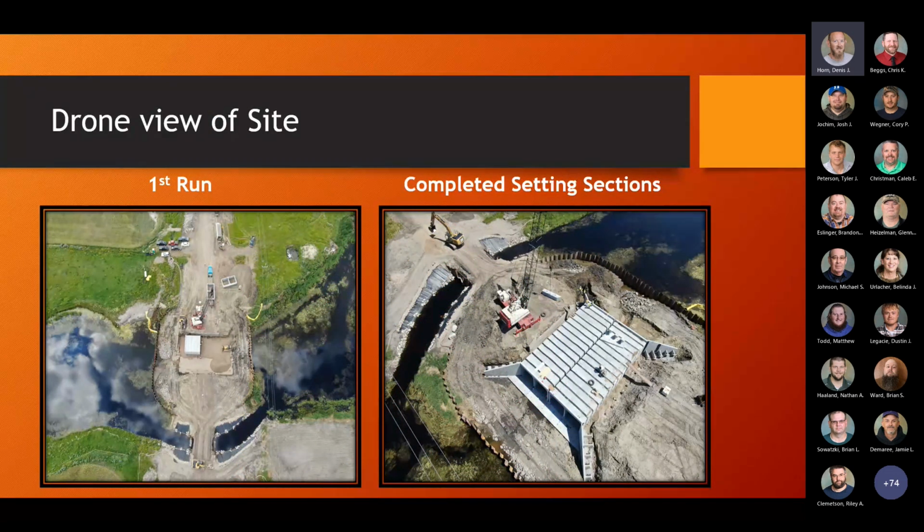Here are some pictures of the site during the setting of the first run to the finishing of setting of all sections to complete the box culvert. The picture on the right shows them finishing the northeast wing.